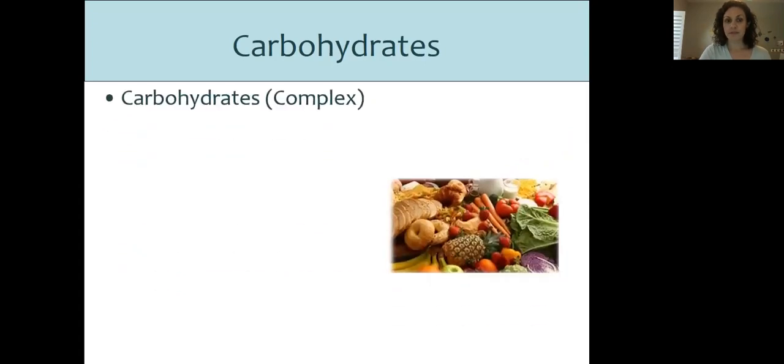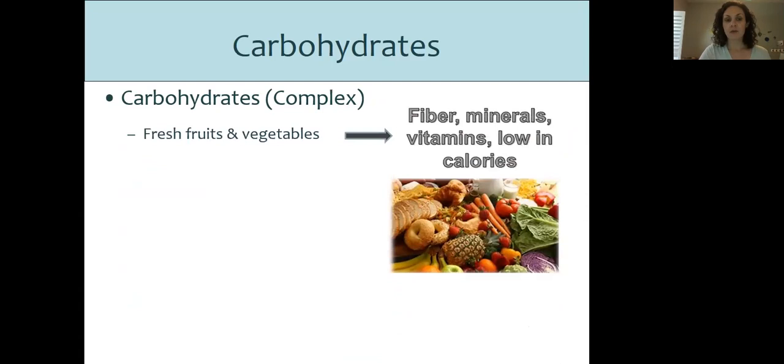Carbohydrates. So carbs, we have some that are called complex. And really that means the complex carbohydrates are more typically healthy for you. So our fresh fruits and vegetables are complex carbohydrates. They're going to have a higher content of minerals and vitamins. They're going to maybe have more fiber, which helps regulate our body functions, help us go potty better, things like that. And they're typically lower in calories.